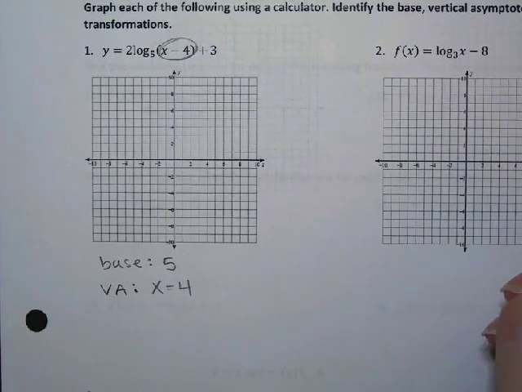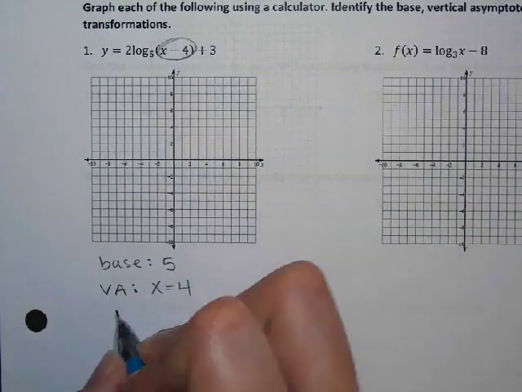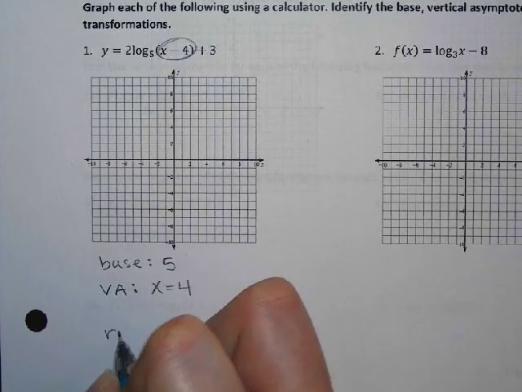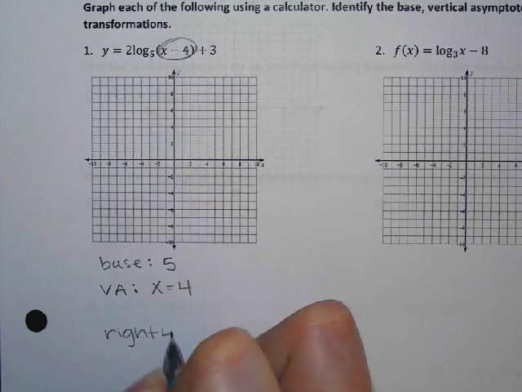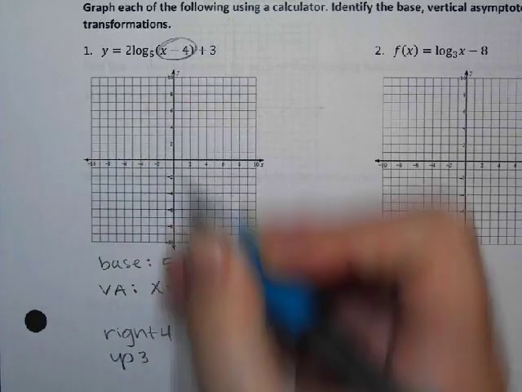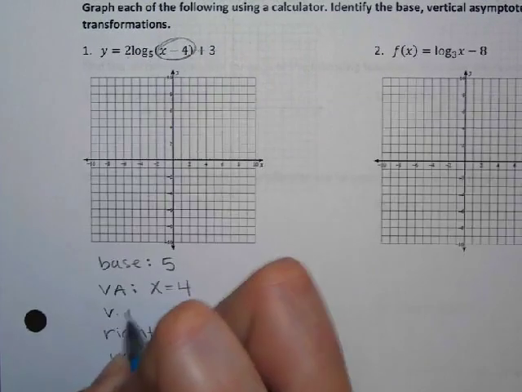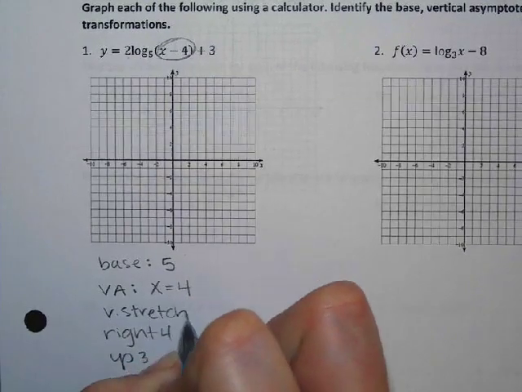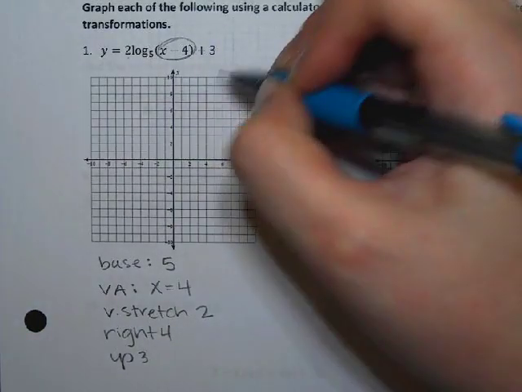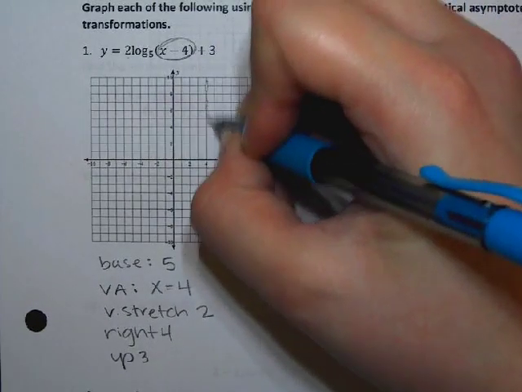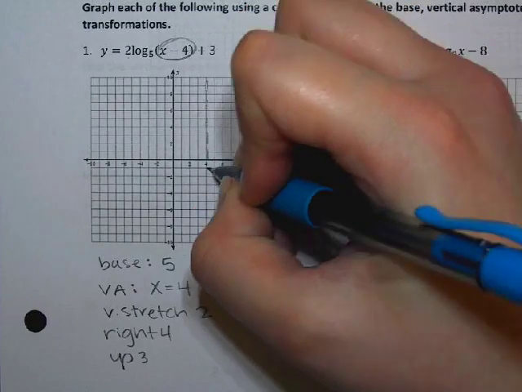What are the transformations? Right 4, up 3, and? What about that 2 in the front? Oh, isn't it a vertical stretch of 2. All right, so I'm going to 4, and I'm putting the asymptote there.